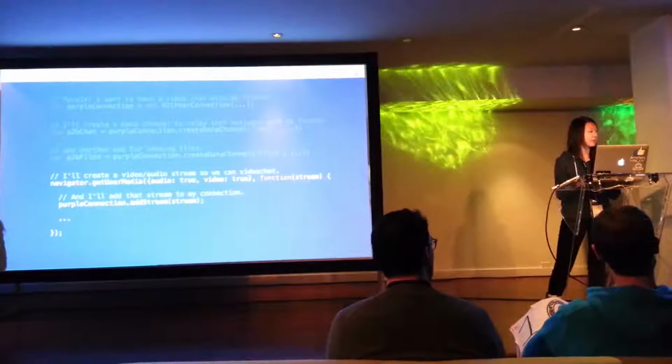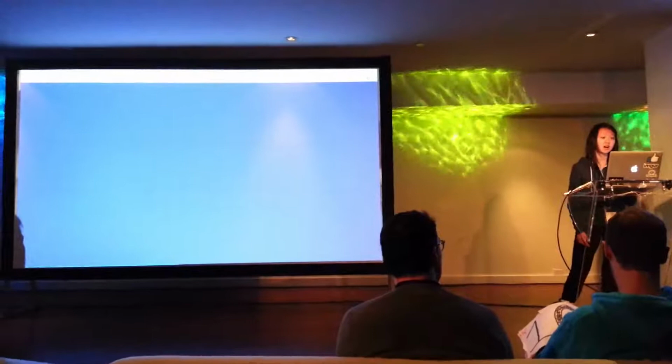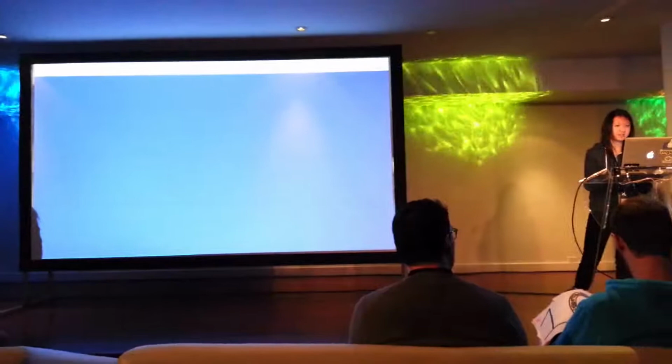So theoretically, Purple can add as many streams or data channels as he wants onto his peer connection, because peer connection comes built in with multiplexing. So now that Purple has decided he wants to share video, audio, chat, and files, he'll create something called an offer.